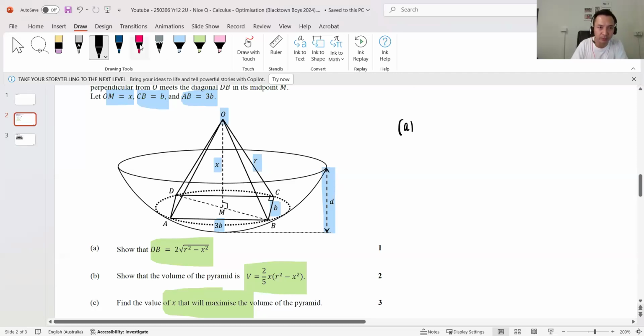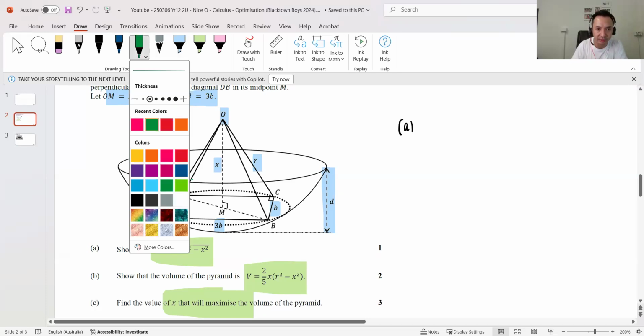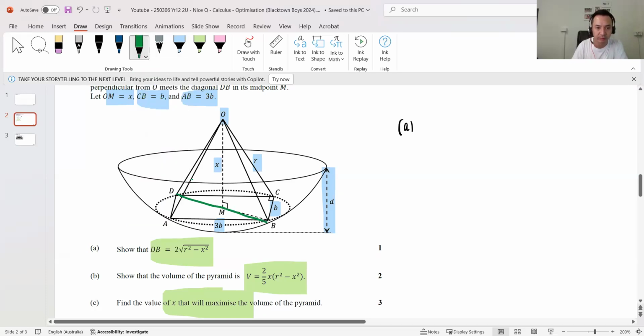So I want to prove this side here equals some sort of relationship with R squared. Looks like Pythagoras, right? Okay, you know what? I can see it there. I'll find MB, and then double it. That's really the right angle triangle at play here. So I can just say in triangle OMB.